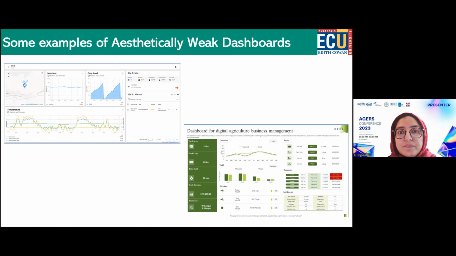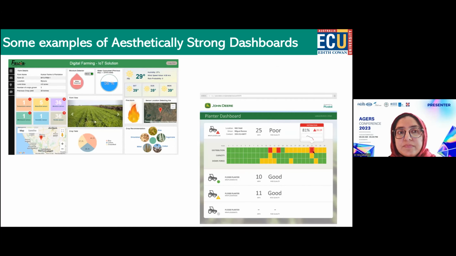So here are some examples of aesthetically weak dashboards. Here you can see some graphs and some numeric data, which for any farmer will not make any sense. On the other hand, if we have aesthetically strong dashboards, we can see that words like poor, good, and icons like the fire icons or the water droplet icons can have a more visual impact, especially when they are using handheld devices, which makes such data easy to interpret and visualize.